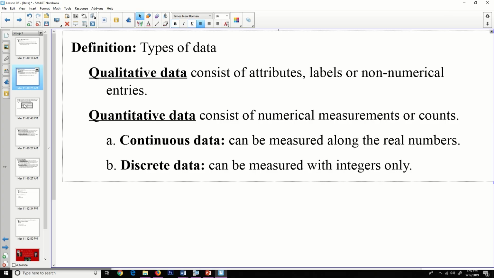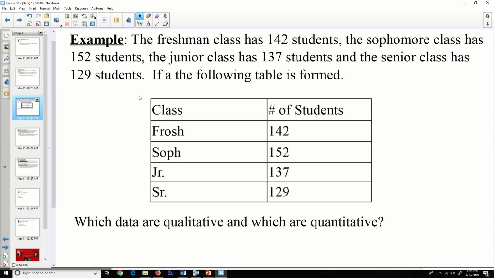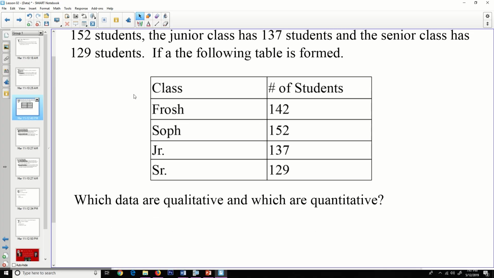So let's do an example and see if we can figure out what these things are. So first example: the freshman class has 142 students. The sophomore class has 152 students. The junior class has 137 students, and the senior class has 129 students. If the following table is formed, which data are qualitative and which data are quantitative?